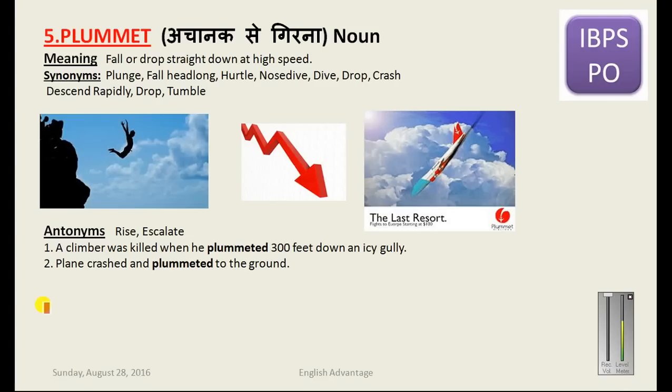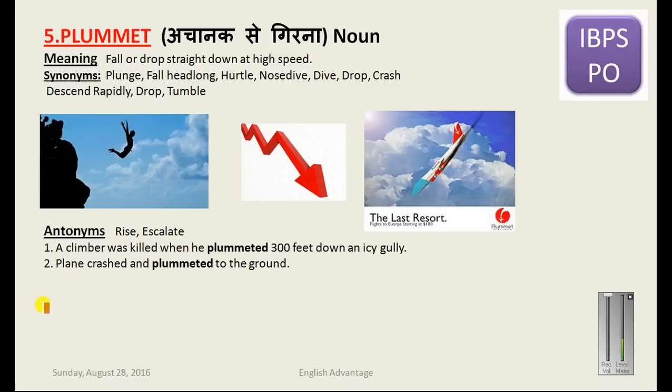Now let us look at the next word, that is plummet. P-L-U-M-M-E-T, plummet. To plummet means to fall or drop or plunge suddenly or directly. So to plummet means fall or drop straight down at high speed. Plummet means plunge, fall headlong, hurtle, nose dive, dive, drop, crash, descend rapidly, and tumble. So these are the synonyms for the word plummet.